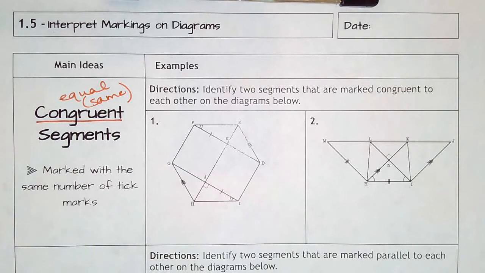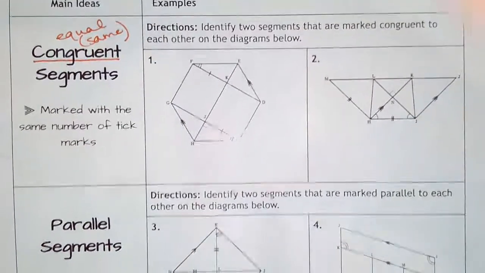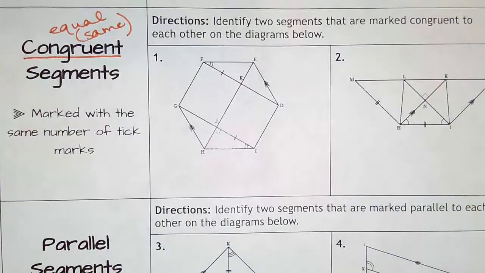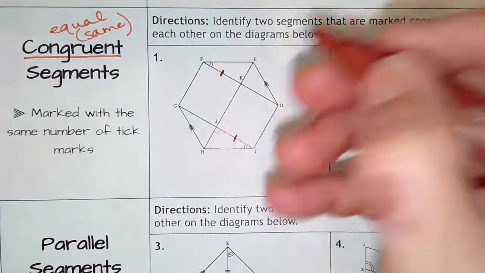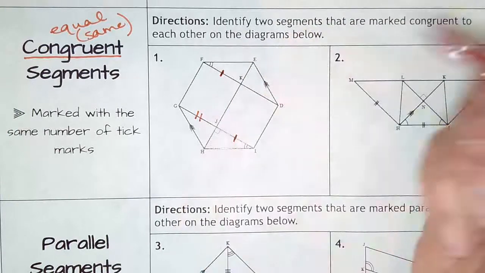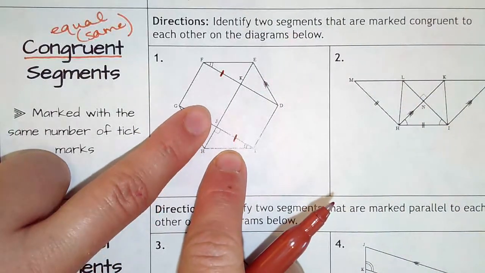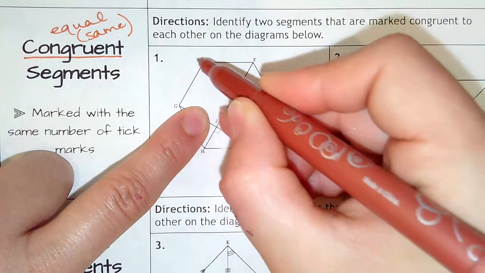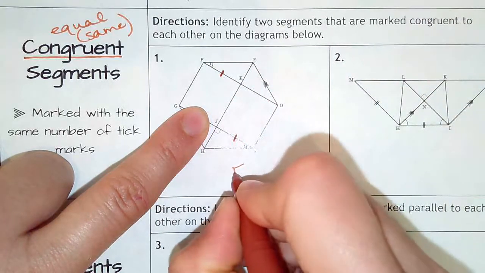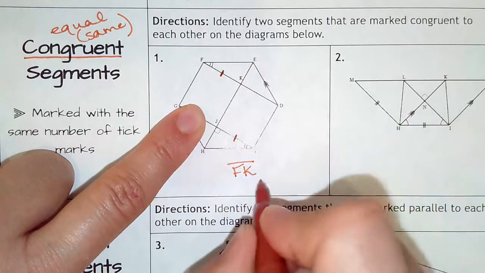Directions say to identify two segments that are marked congruent to each other on the diagram below. So looking at tick marks, I'm going to zoom in just a bit. That would be right here and right here. If another one had 2 tick marks, that means these segments would not be congruent or equal. You pick the ones that have the same amount of tick marks. So I would call this line FK. Remember our line segment, and then IJ.